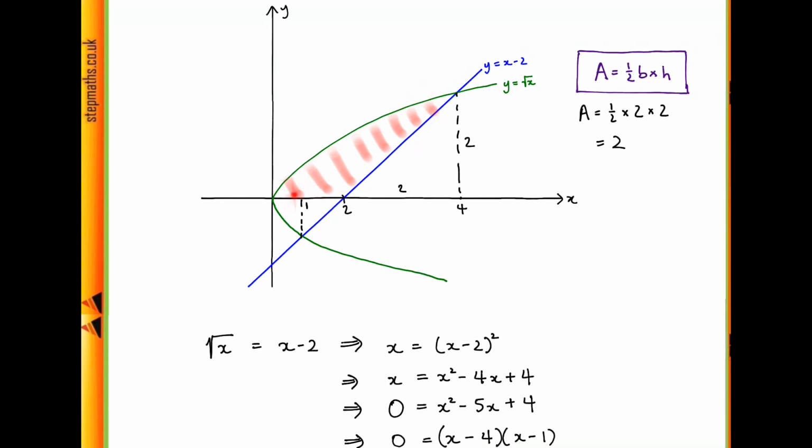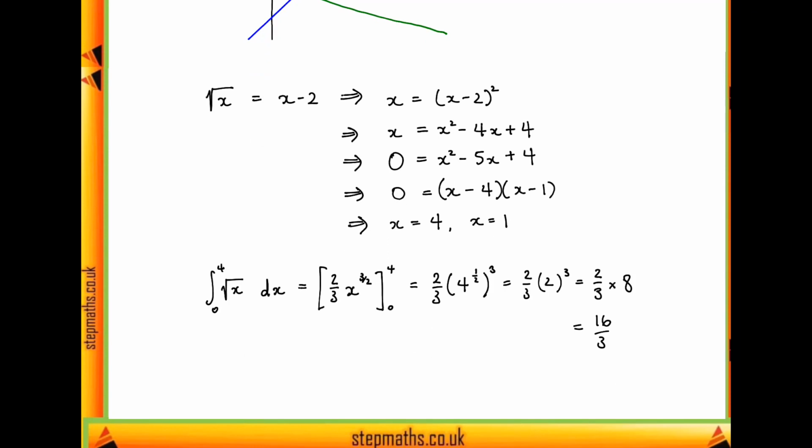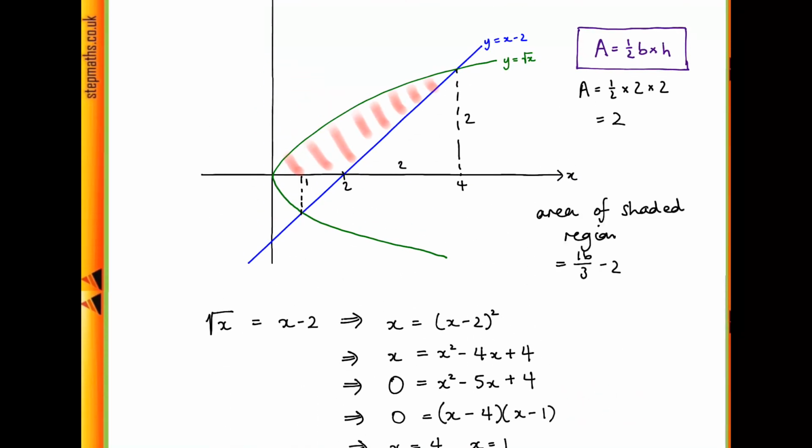So now for this red shaded region, we need to take this area 2 off of the area that we found before. So we get 16 over 3 minus 2, which is equal to 10 over 3, and of the options that they give you, that is option D.